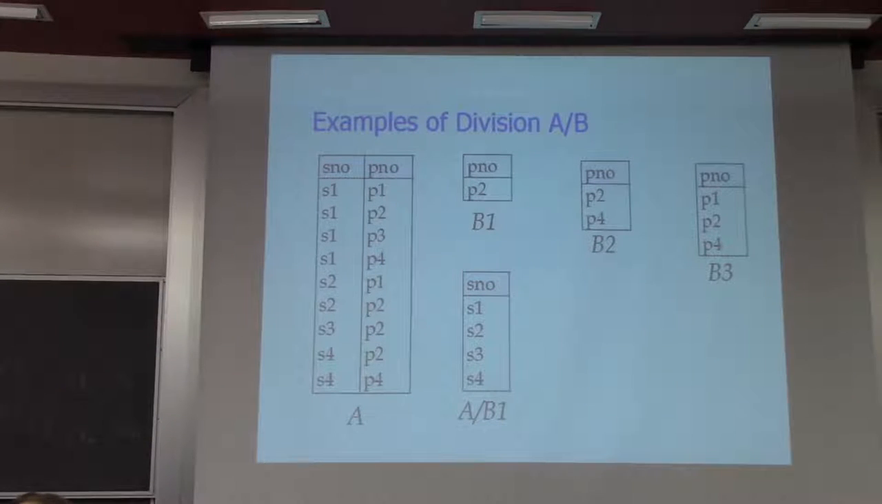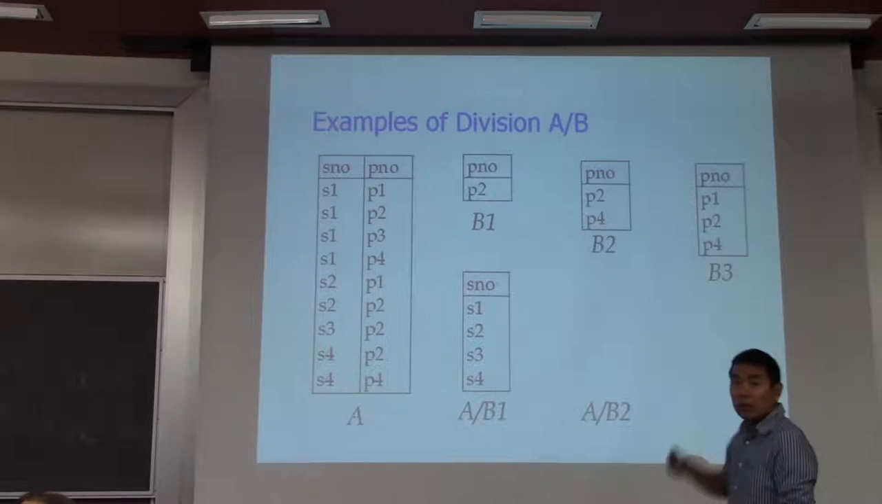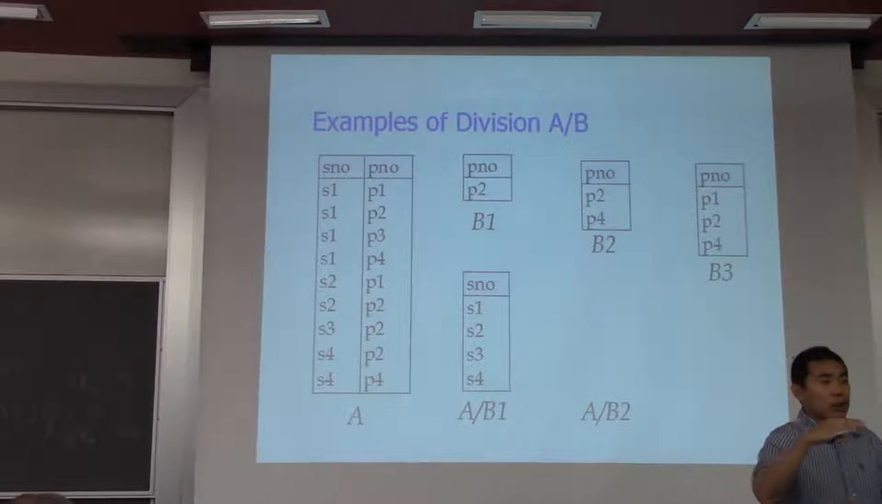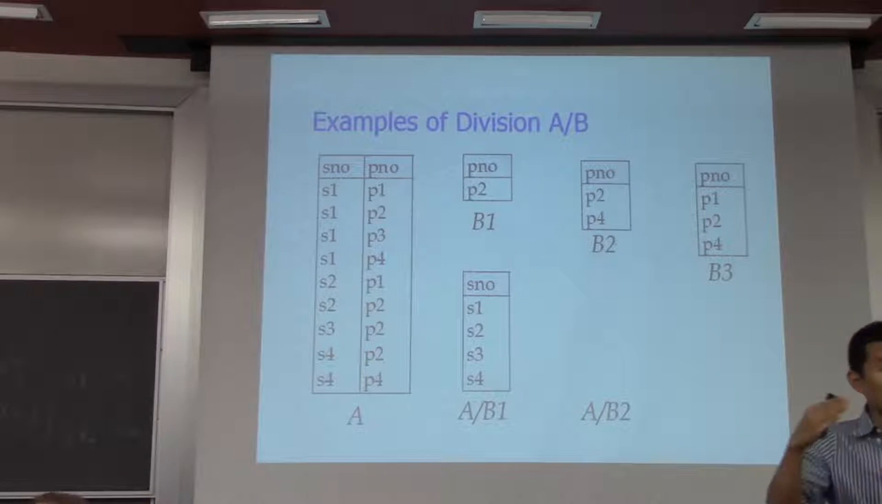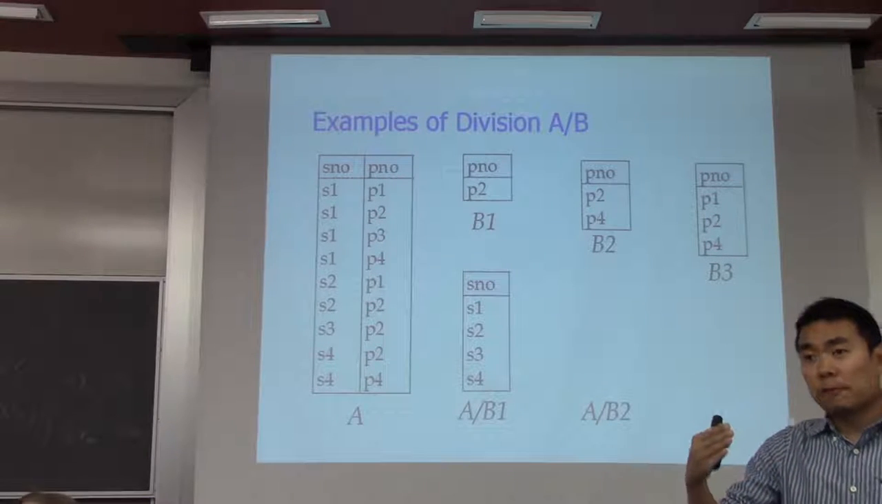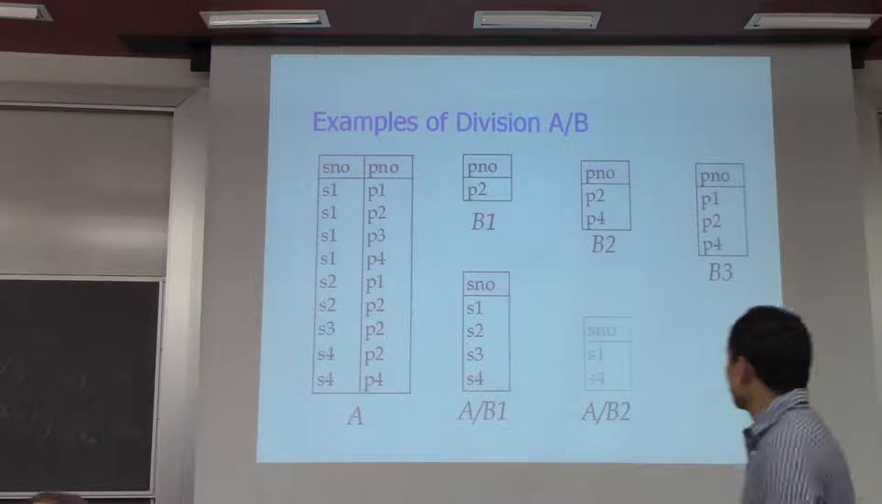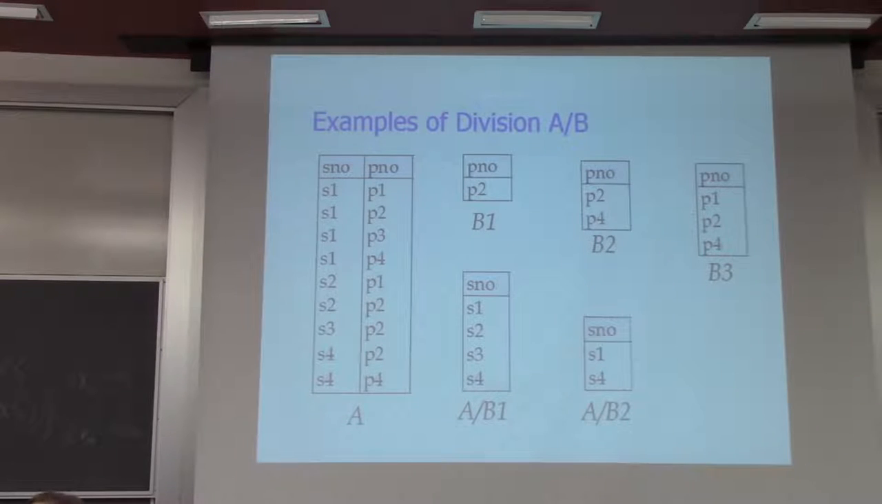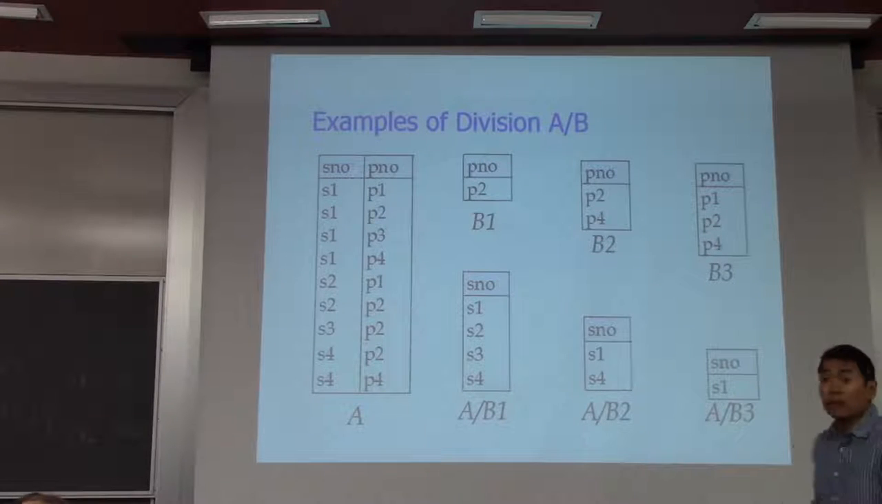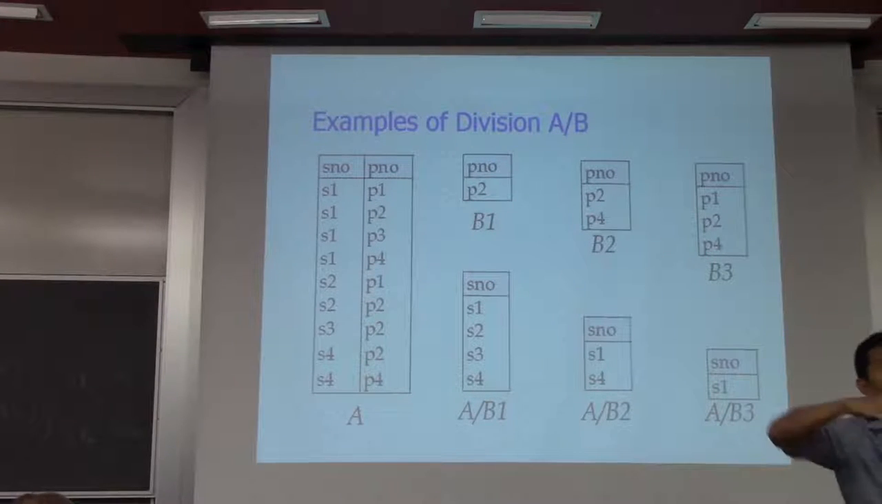Extending this example to another instance of B, if I do A divided by B2, here B2 is product 2 and product 4, what do you get? You get students who work on both product 2 and product 4, which is S1 and S4. Now I want to find students who work on all three products, P1, P2, and P4. What do you get? You get only S1, because only student S1 has worked on all those products.